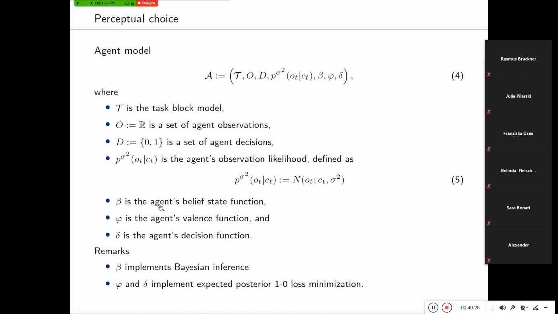I describe it here as a function because for each observation, you deterministically get a specific belief state. So it's a function in the deterministic sense. The other thing that already came up with Zanoni's question is that the agent valence function and the decision function are chosen for a reason, namely that they minimize an expected posterior loss function, which I will show you in a second. So these are first the ingredients, and now a little bit more about the workings of this.